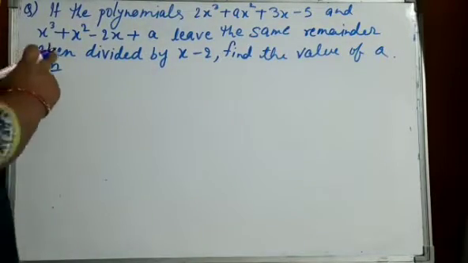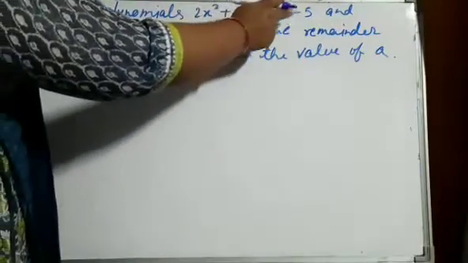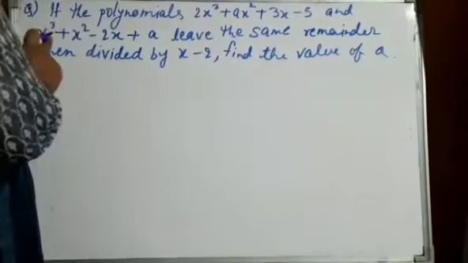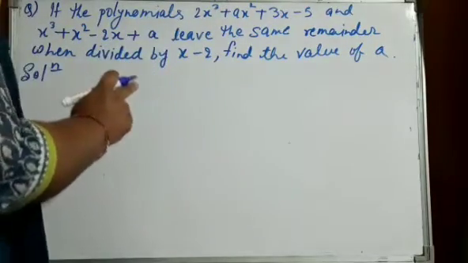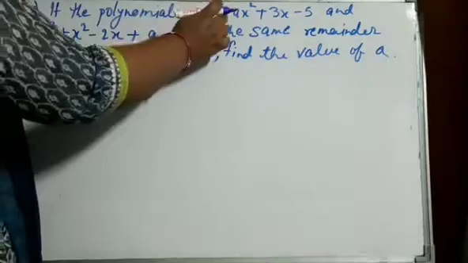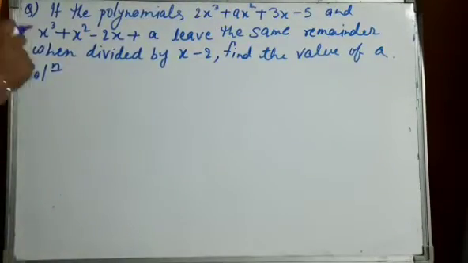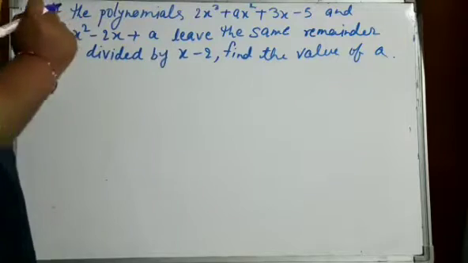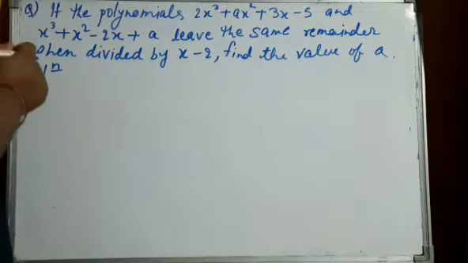See another question. If the polynomials 2x cube plus ax square plus 3x minus 5 and x cube plus x square minus 2x plus a leave the same remainder when divided by x minus 2, we have to find the value of a. Now we are assuming this polynomial as f of x and this polynomial as g of x, and both are divided by x minus 2 and both are leaving the same remainder. We have to find the value of a.